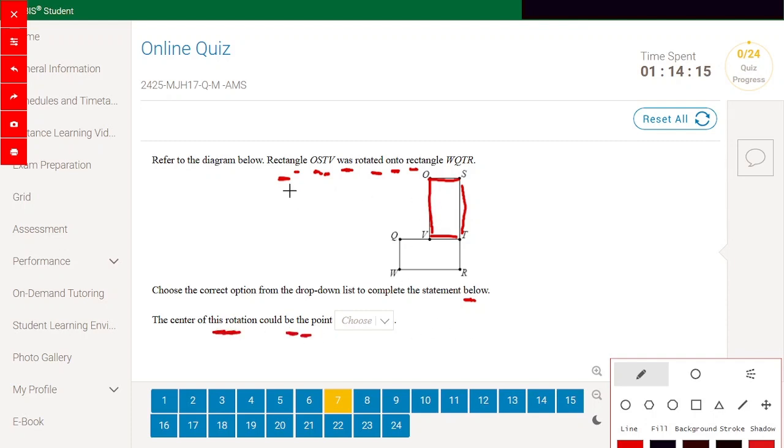Now, we have this rectangle and we want to make it this rectangle. So to make this rectangle in this position, let's do it together. Imagine that O will be W, and S we'll put it here, and V will be R, and T will be the same. So we are rotating through point T. So the center of rotation is point T. So here the answer is point T.